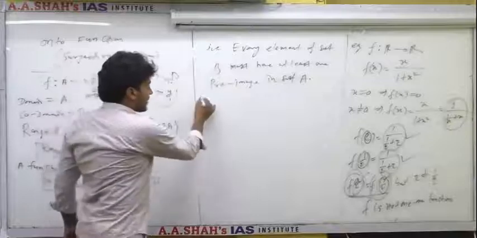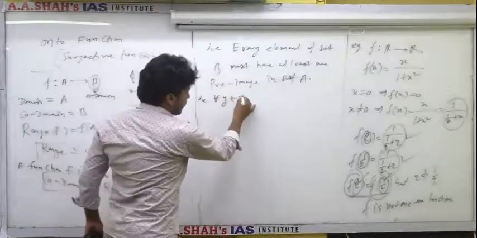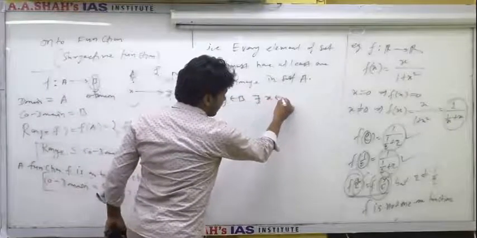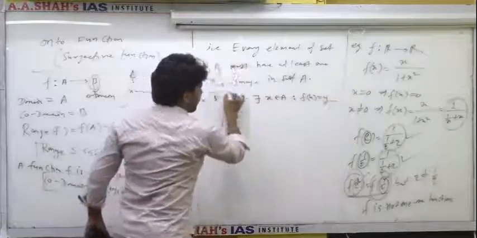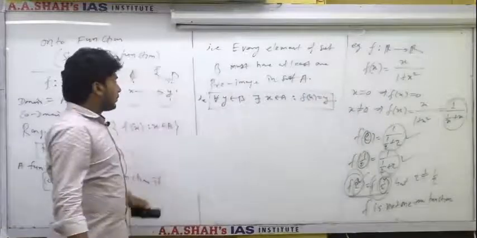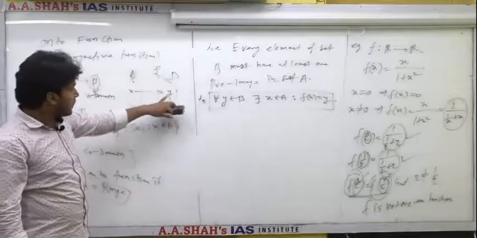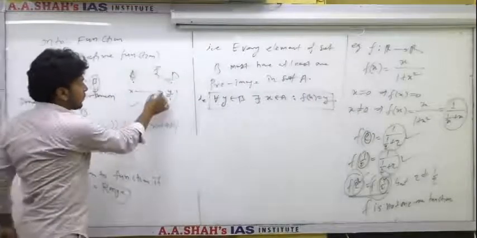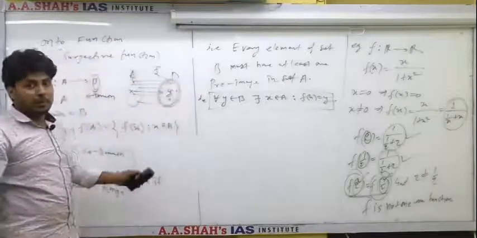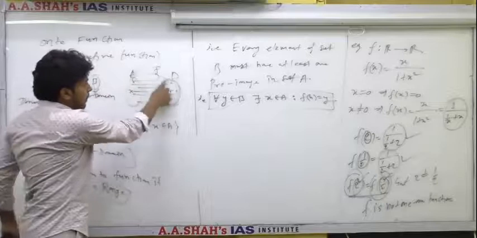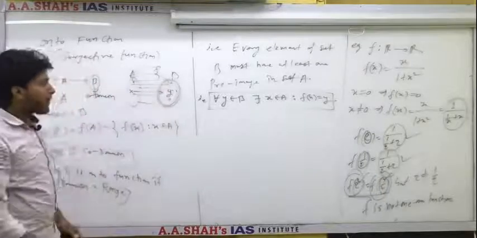In other words, for all y belongs to B, there exists x belongs to A such that f(x) is equal to y. This is the definition of an onto function. For every y in set B, there must be at least one x in A such that x maps to y. Means there will be no element in B which is unmapped. Every element will be mapped by some element of set A. We take an example.